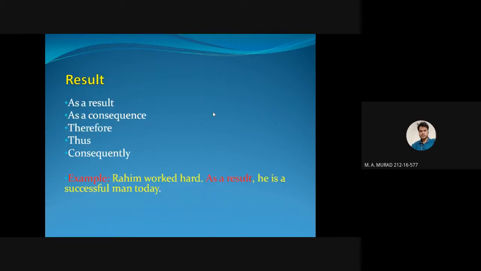The next topic is result. Sometimes we need to show that a clause is the result of another clause. In that case, we should use linking words like as a result, as a consequence, therefore, thus, consequently. As an example, Rohim worked hard. So as a result, he is a successful man today. He is a successful man today as a result of his previous work.